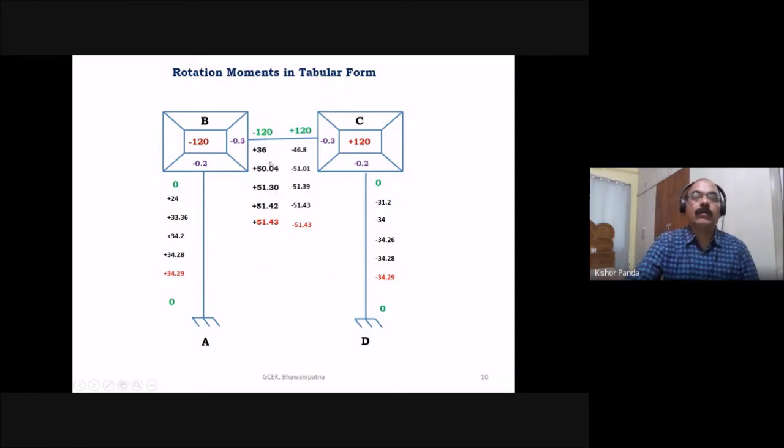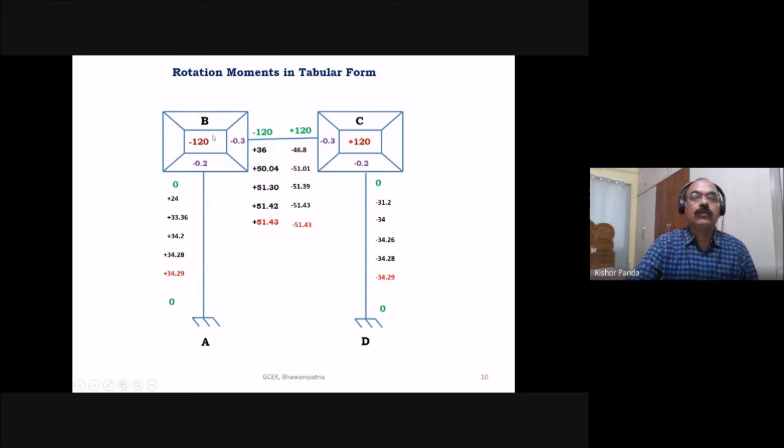Then just below this, you write the rotation moment, and also for the vertical members you write the rotation moment. To start the first cycle, you go to joint B. First start from joint B.